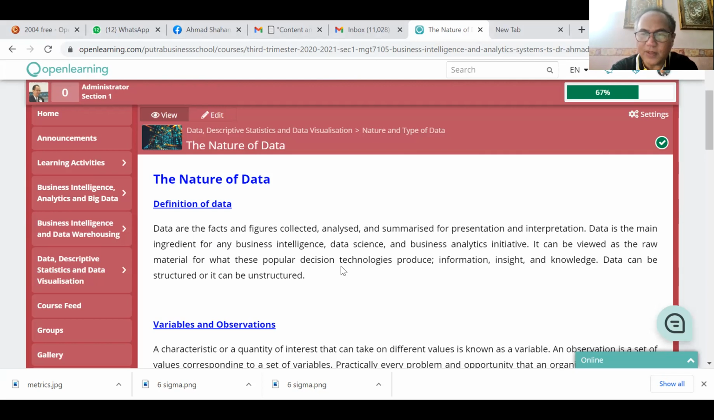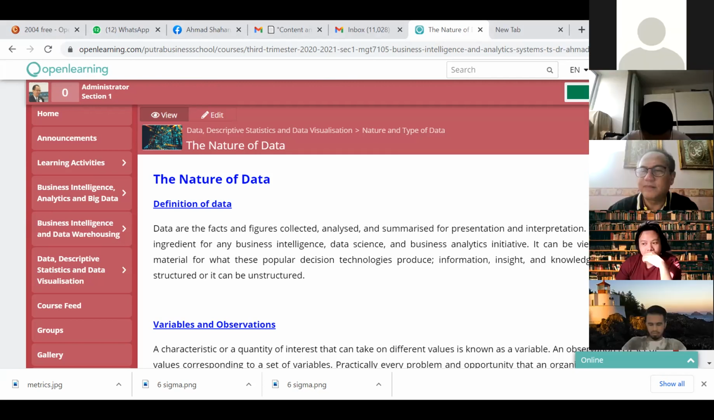And then for those data which are unstructured, we need to structure them in order to infer some knowledge or convert it into information. We need to structure them first. That is the difficult part, especially when you deal with big data. Big data without structuring the data, you are going nowhere.